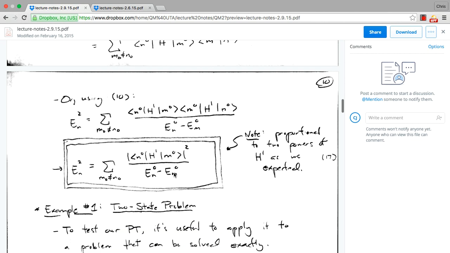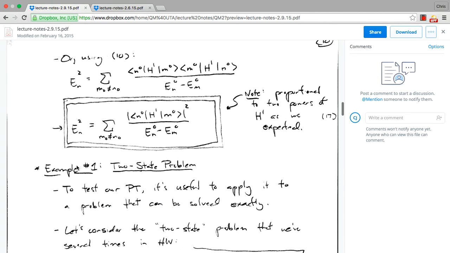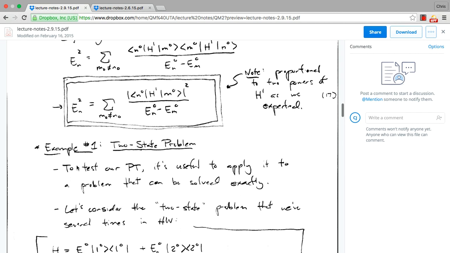And if you just count the number of times the perturbation shows up, you see it showing up twice, and that's what we would expect for a second order energy correction. So don't get confused by thinking, oh, it's second order, so it's going to be energy squared. No, it can't be, because it's energy, but it's going to be second order in the parameter that we're expanding in.